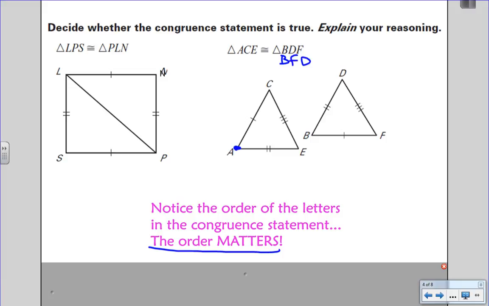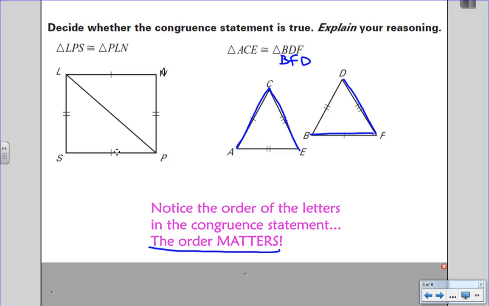A is between 1 and 2, B is between 1 and 2. That's good. They had a good start. Now B going to D would be the same as A going to E. And then D to F, E to C. Oh wait, let me check that again. Let me go with the way they ordered it. So A going to C would be the same as B going to F. There we go. And then C going to E would be the same as F going to D.